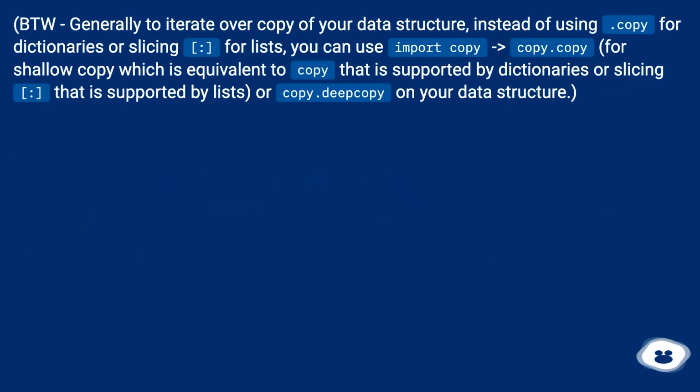BTW, generally to iterate over a copy of your data structure, instead of using .copy for dictionaries or slicing [:] for lists, you can use import copy, copy.copy for a shallow copy, which is equivalent to the copy that is supported by dictionaries or slicing [:] that is supported by lists, or copy.deepcopy on your data structure.